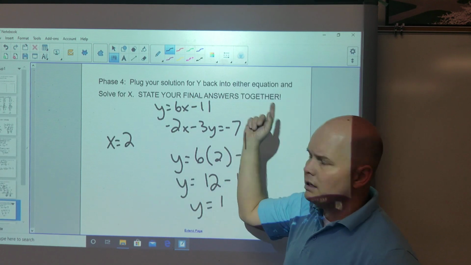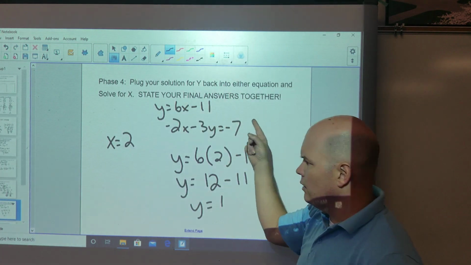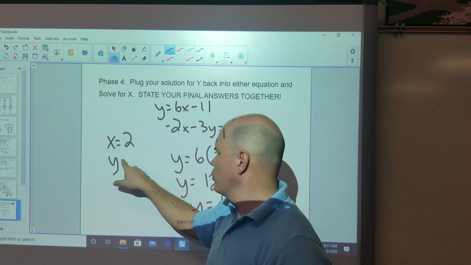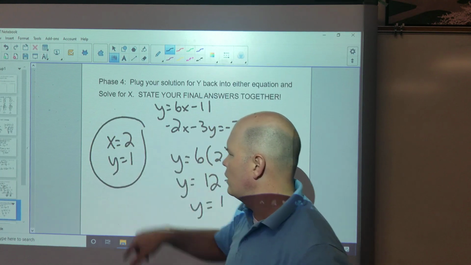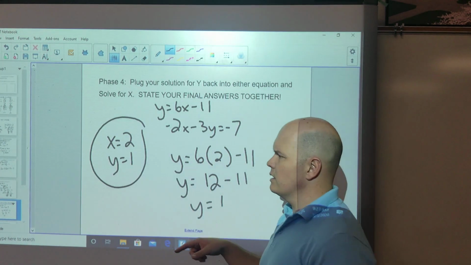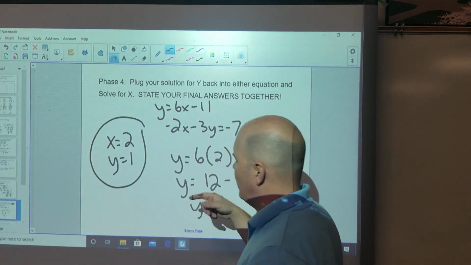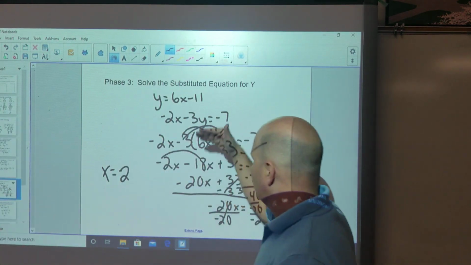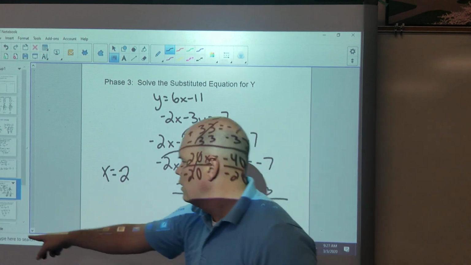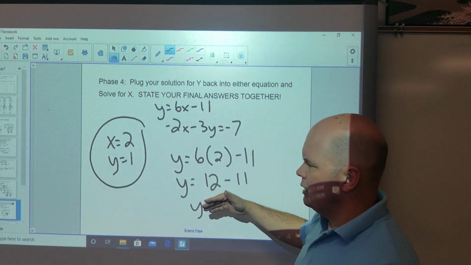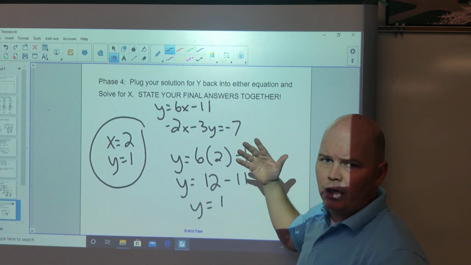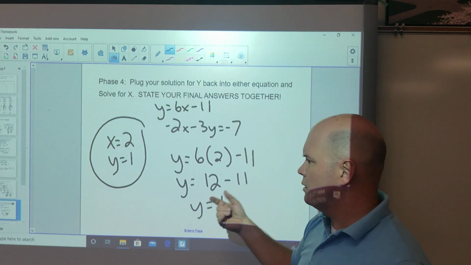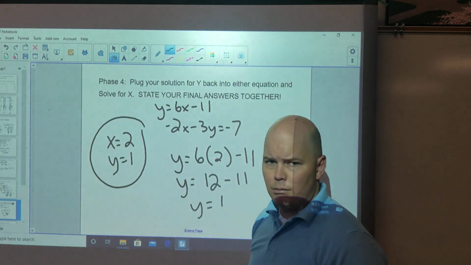Now the last thing right here, state your final answers together. I do want you to write them right on top of one another like so. And the reason is there's a lot of math. Look at all this math that's taken place here. We did all this. So if you have them too disjointed, it's hard to find out where your actual answers is. So always state them together.